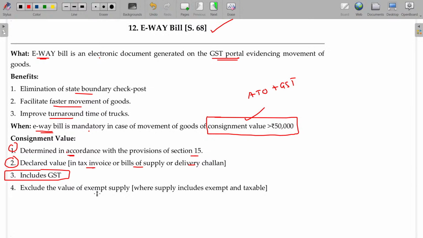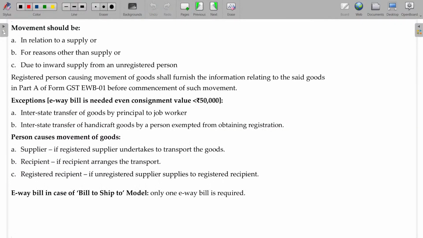Okay, but this will not include exempt supply. Exempt supply will not be includable. Where supply includes exempt and taxable, you have to remove the exempted. But in aggregate turnover, what do you have? Exempted supply also. For the consignment value, exempted supply is removed, but you have to add the GST value.